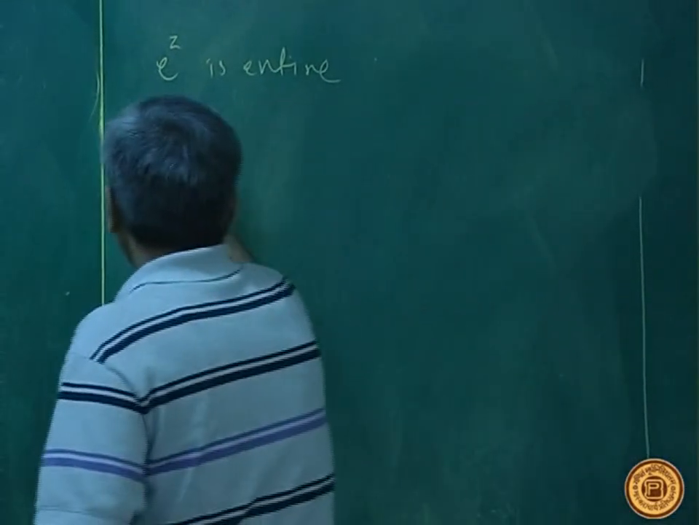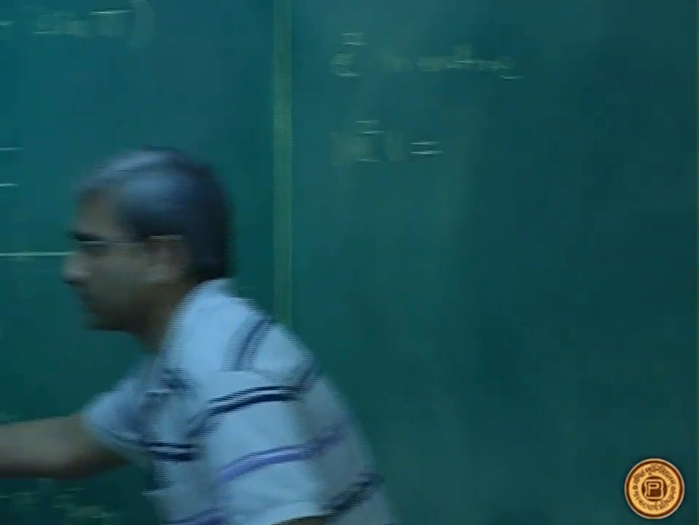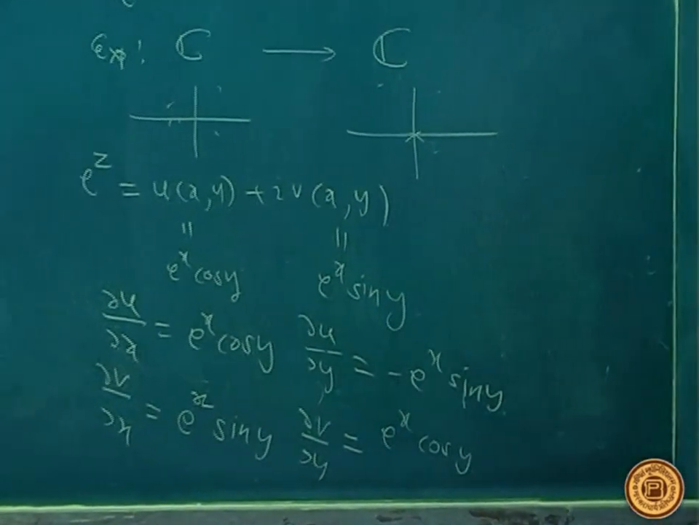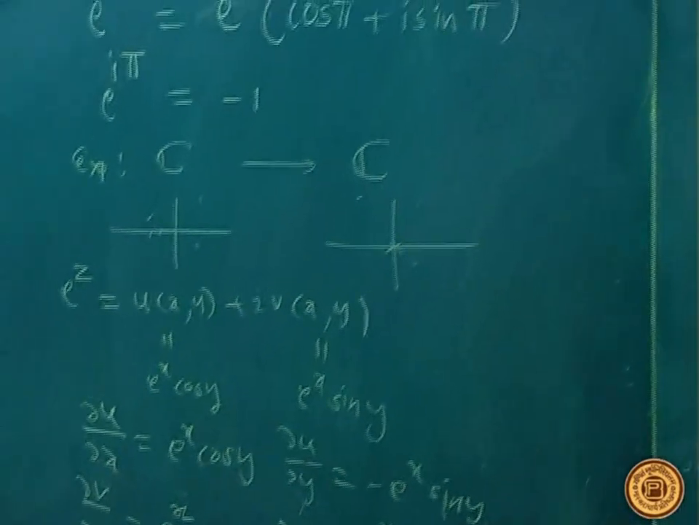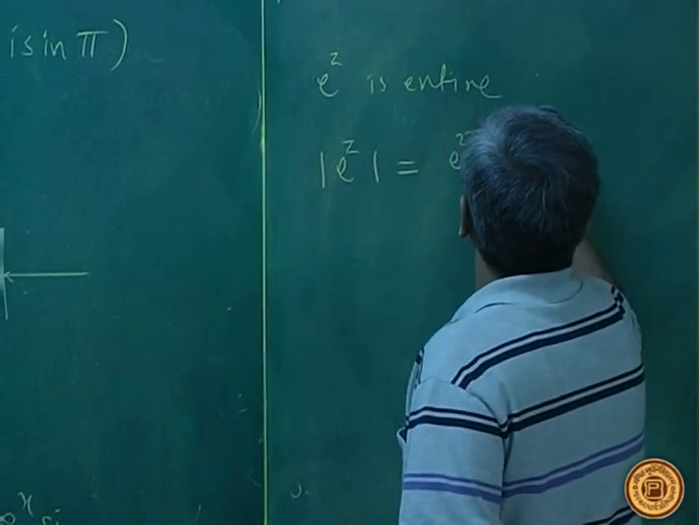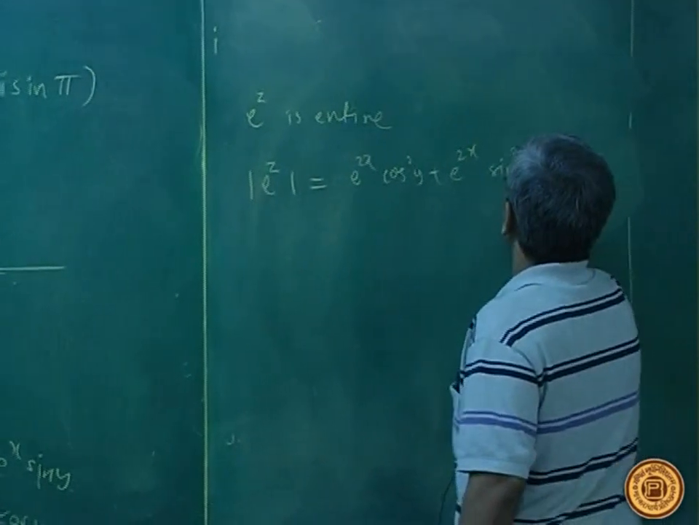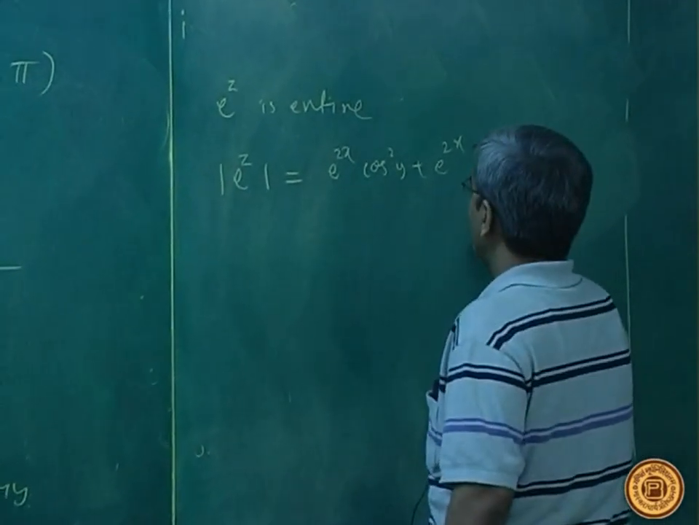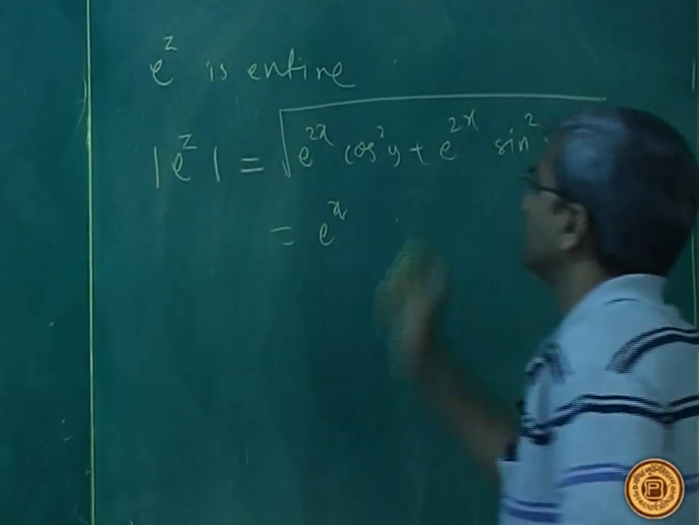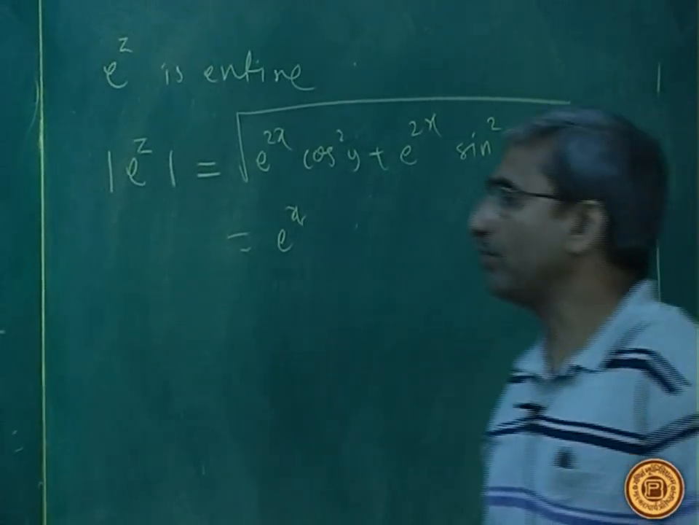What is the mod of e to the power z? So it is e to the power x cos y plus i times e to the power x sin y. So mod, how do you find? Square root of u squared plus v squared. So e to the power 2x cos squared y plus e to the power 2x sin squared y, the positive square root, that is e to the power x. So mod of e to the power z is e to the power x.